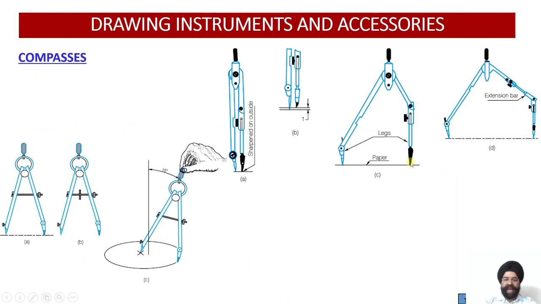Similarly, this is the application. You can see the lead we have inserted. This is the lead which has been sharpened and inserted over here, and this is the addition of the lengthening bar or the extension bar. So this way you can draw 25 mm radius using the smaller size of the compass, 100 mm using the longer compass, and up to 150 mm using the extension bar.